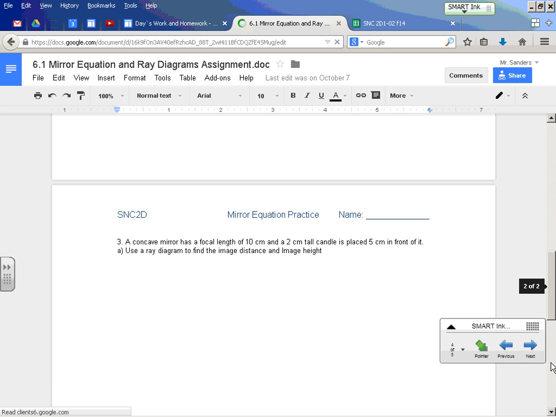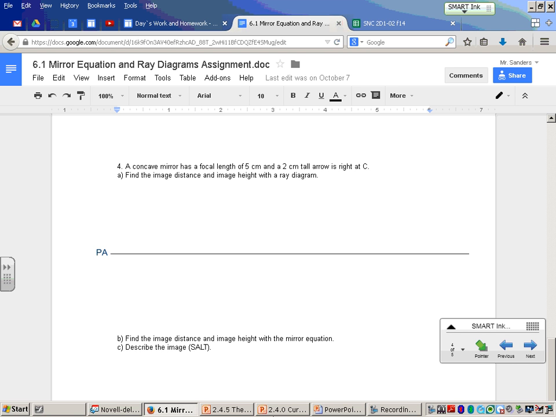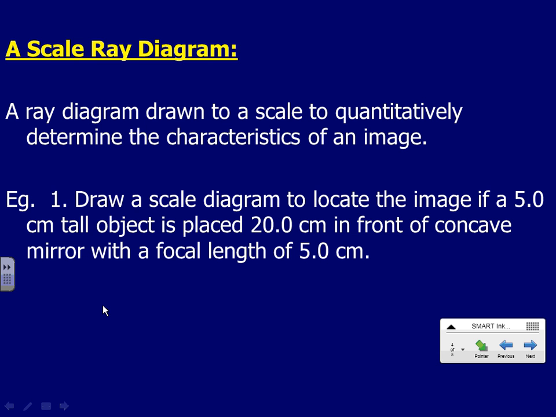And so there's 1, 2, and 3, and 4. You can either do it on the page, or you can just do it on a separate piece of paper. It doesn't make any difference. But what I'm doing right now is essentially showing you how to do a scale diagram. All right? Okay? All right.